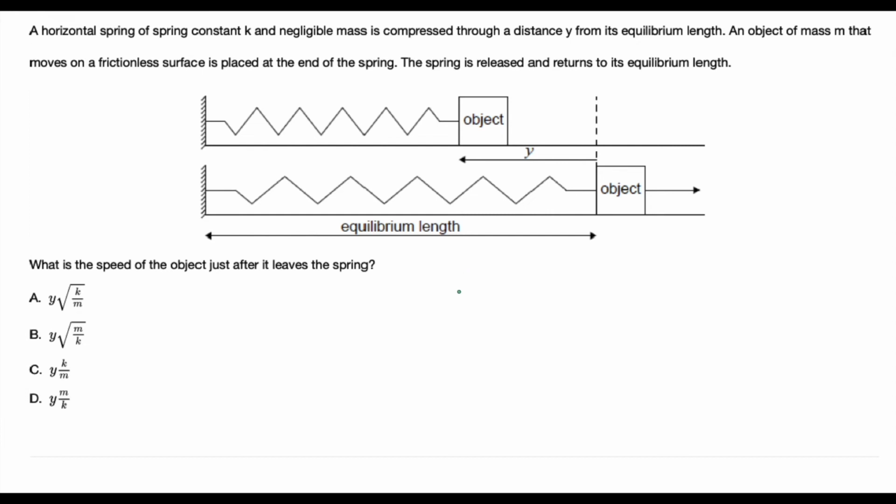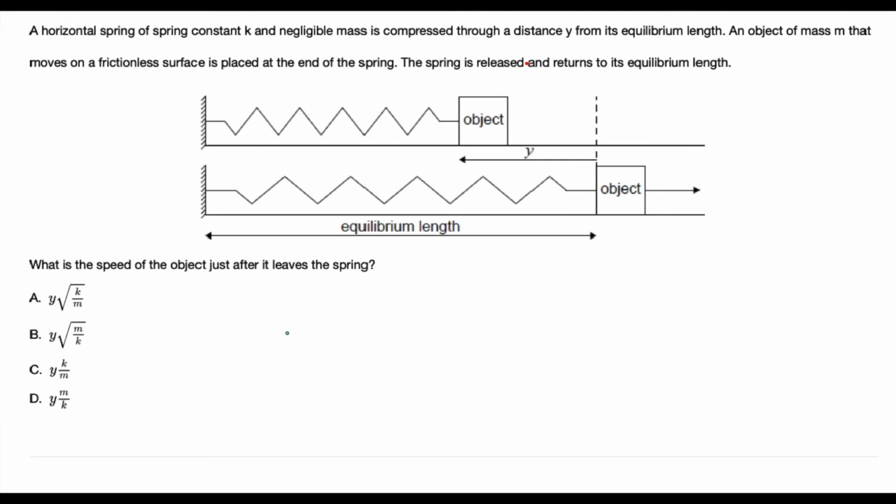For this problem, it's a little bit tricky because you need to know that at the equilibrium position, the object has a velocity of 0. One way to understand this is, when it moves in the left direction, it has a negative velocity. And when it passes the equilibrium position, it moves to the right, so it's going to have a positive velocity. So at the equilibrium position, it has to have a velocity of 0 meters per second. This is how we know its velocity at the equilibrium position.